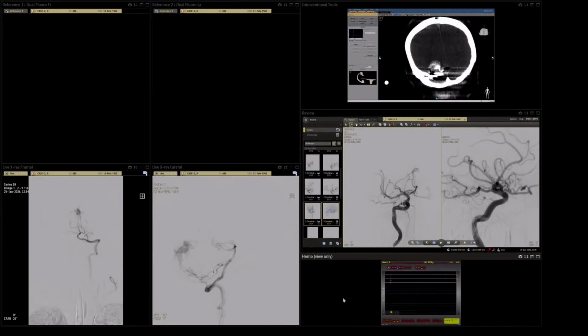Okay. I asked Abzal to place the second introducer sheath on the left femoral, and then we will place it in the vertebral artery for better control.